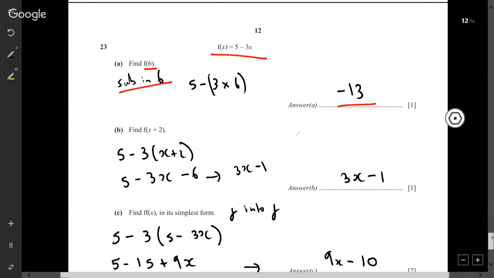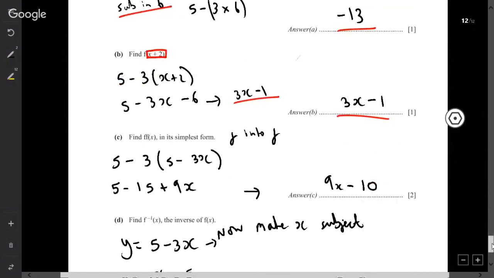Okay, find f of x plus 2. So what we're going to do is this is our value to sub into the function. So it becomes 5 minus 3 times x plus 2, which is what they want us to do. So we're going to plug that all in, times 3 by this, get 3x plus 6. Just simplify that, get rid of those numbers, and get minus 3x minus 1.